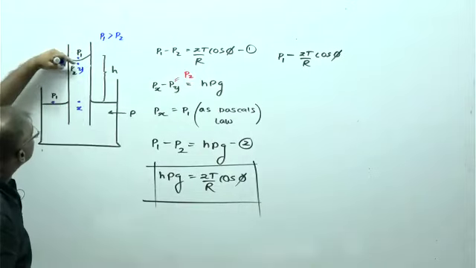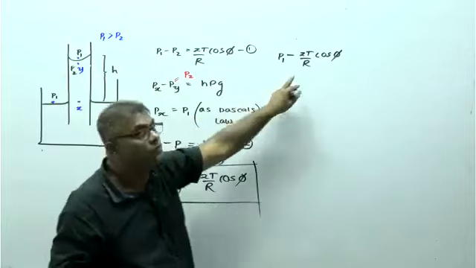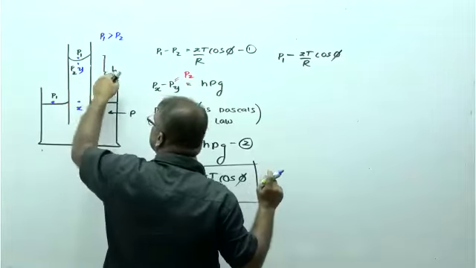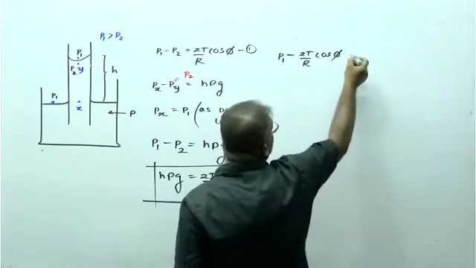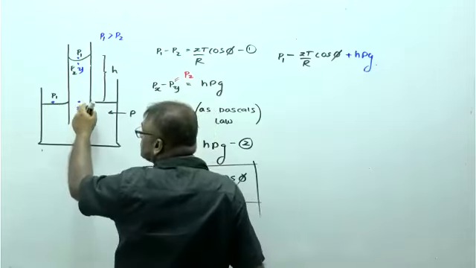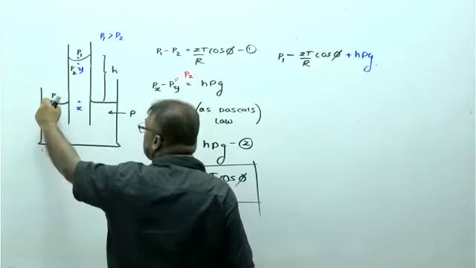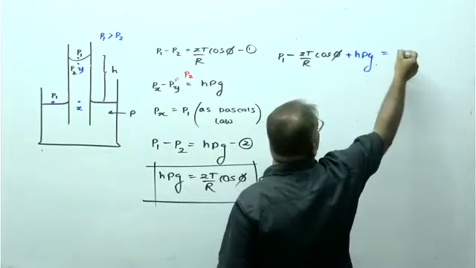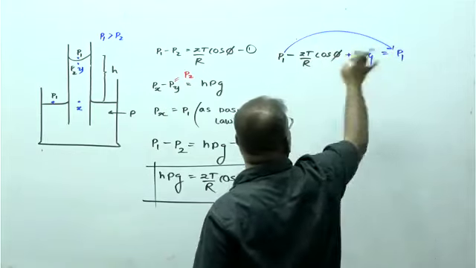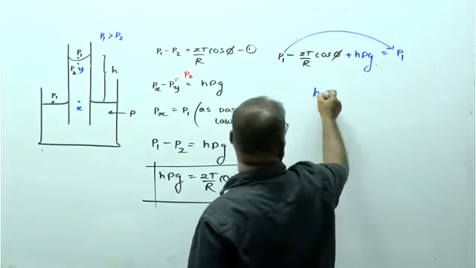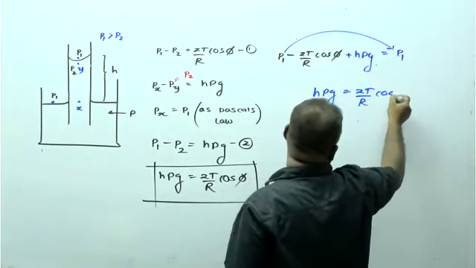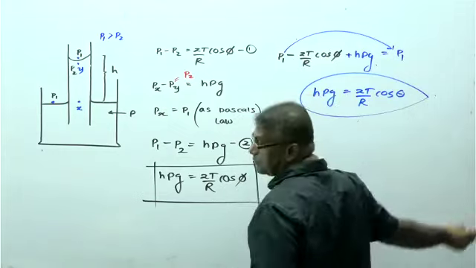So here to here, pressure drops by 2T over R cos psi. Then from here to here, pressure increases plus h rho g. After it reaches here, this pressure equals P1. P1 goes to this side, subtracting. This one goes to the other side. Then h rho g becomes 2T over R cos psi. And this kind of equation can be prepared like this.